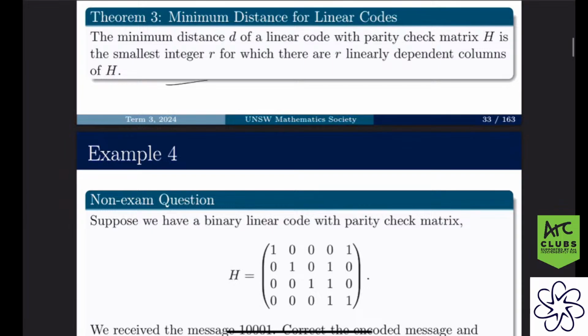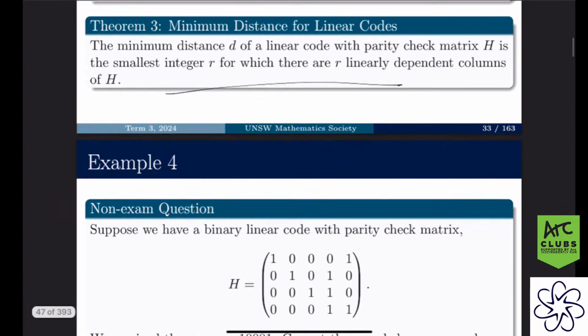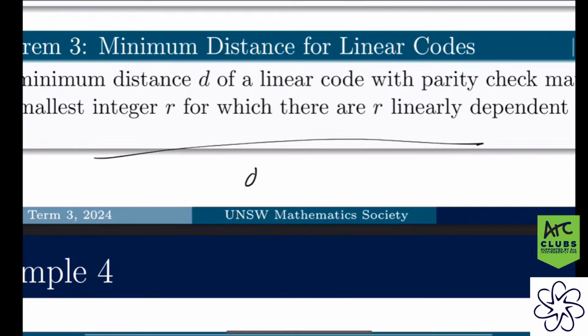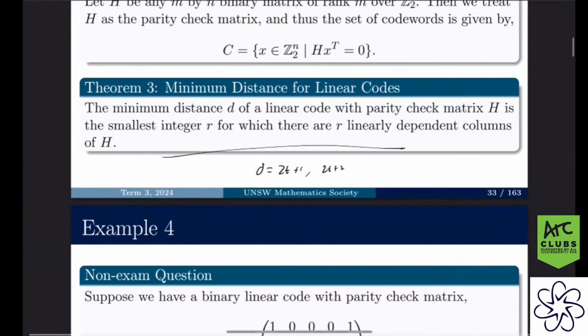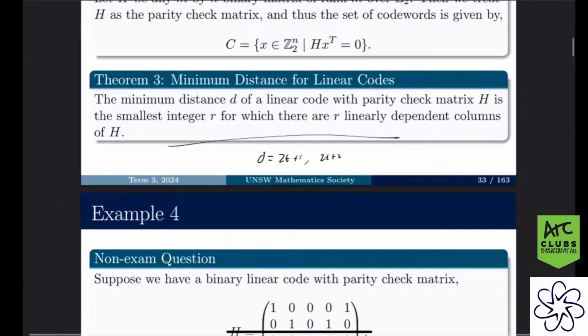So first of all, going off what we said here, we got to make sure we were able to correct the encoded message. If we remember before, d is equal to 2t plus 1 or 2t plus 2, depending on the parity of d, of course. And that's going to determine t, which is the amount of errors we can correct.